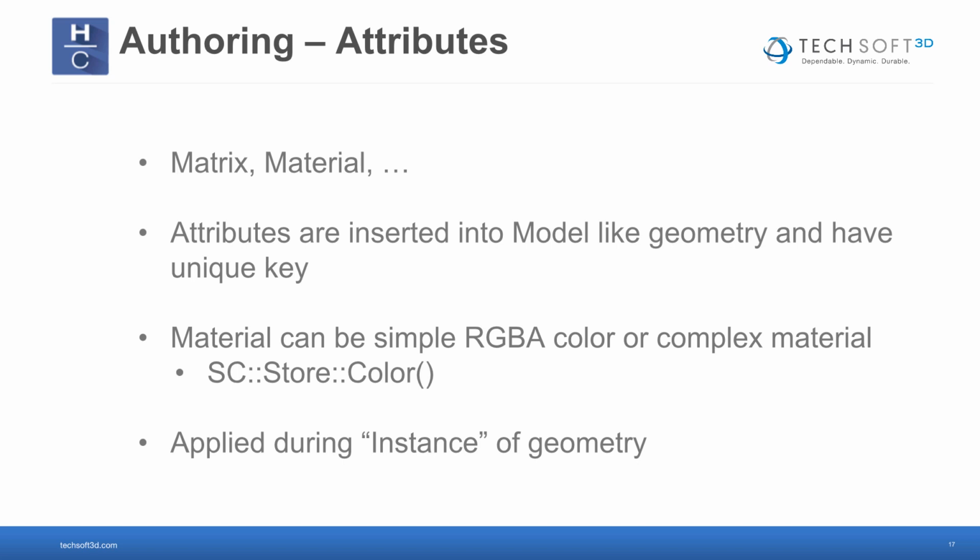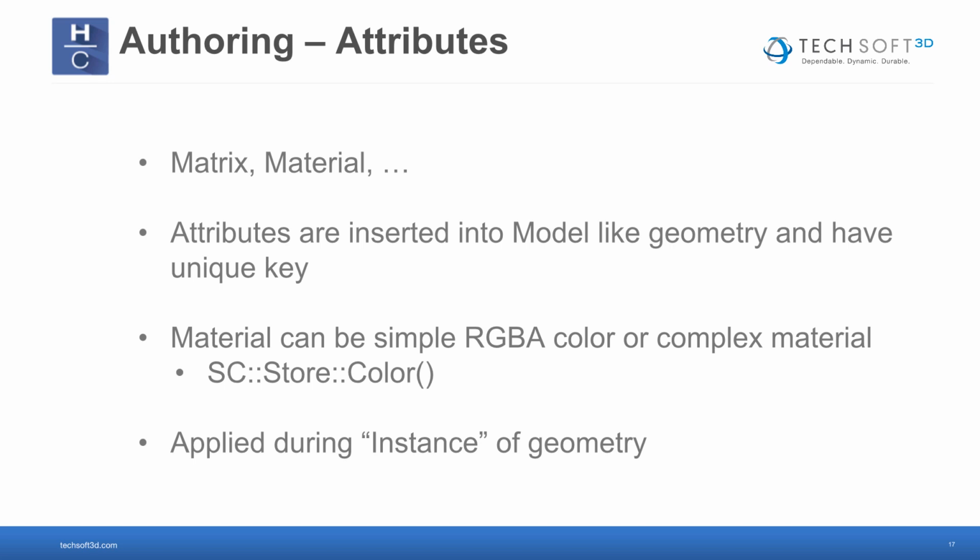Okay, so when we made an instance, we talked about setting matrices and setting materials, and we refer to these as attributes. These are attributes of an instance. And these are inserted into a model just like geometry, and they each have a unique key. So before we can make an instance, we create a matrix, we get back a key. We create a material, we get back a key. We create a material map, we get back a key.